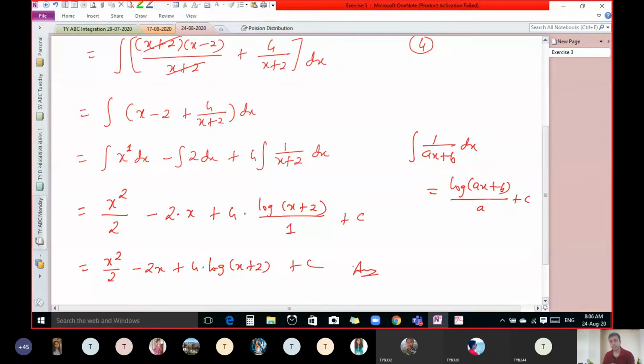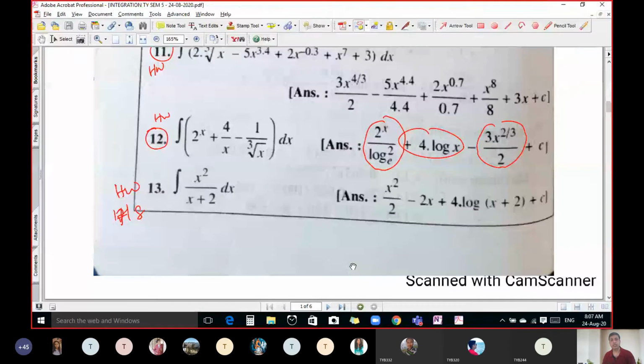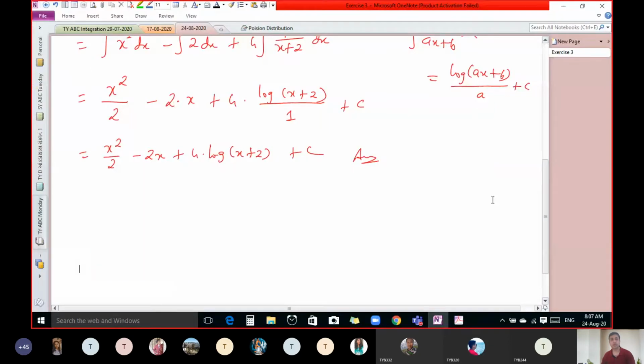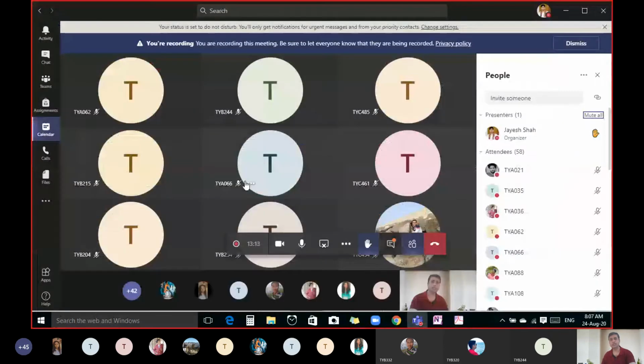So the answer is x square by 2. You can check for question number 13. The answer is x square by 2 minus 2x plus 4 log x plus 2, plus c. This is the final answer. Any of you have any problem in this question?